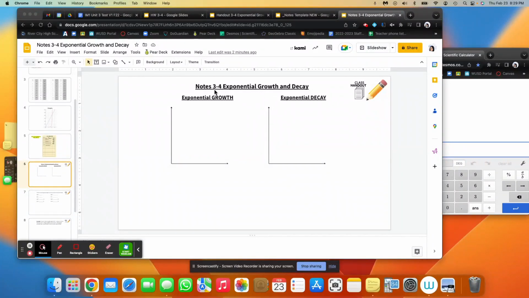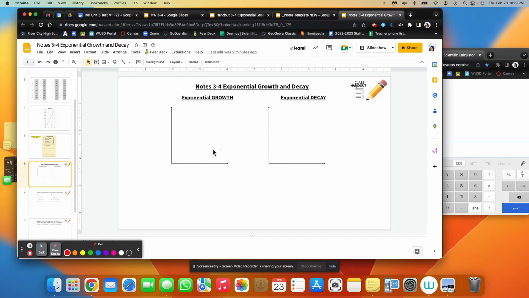All right, here's the video for notes 3-4, exponential growth and decay. So we've learned about exponential functions and we know what they look like, but now we're going to start using the words growth and decay to describe what we know as increasing and decreasing functions.